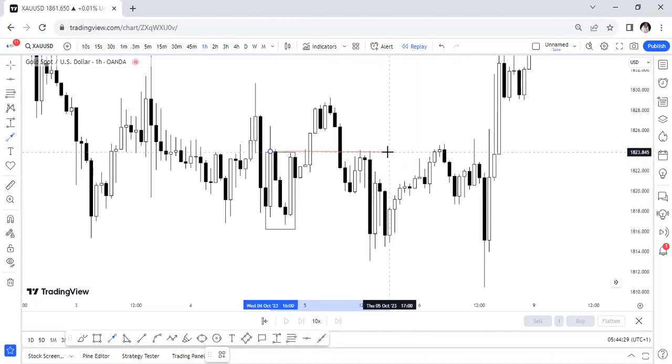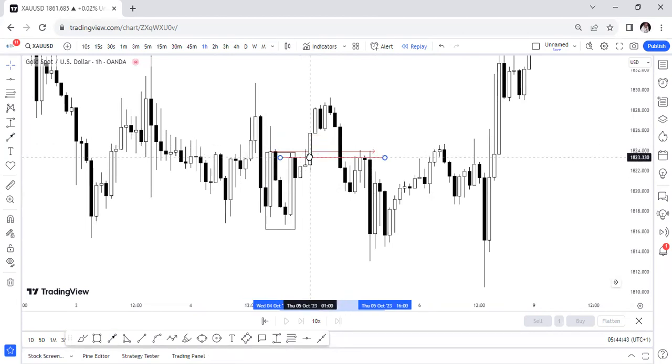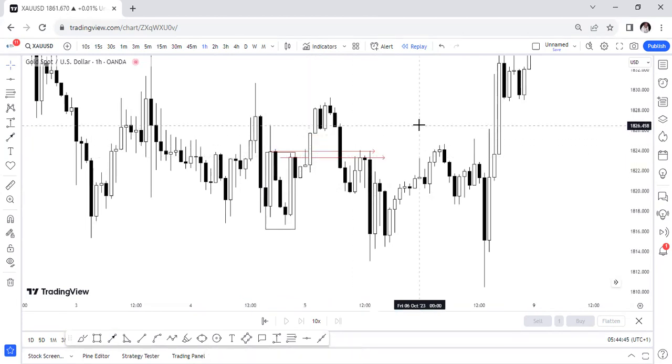Taking note of this, it's a fresh level, right? It's a fresh level, 1, 2, a fresh level. We have one level there. We have another one, making a congestion area. Can you see that? Making a congestion area and price tapped into it, because there was no close above that place, right?